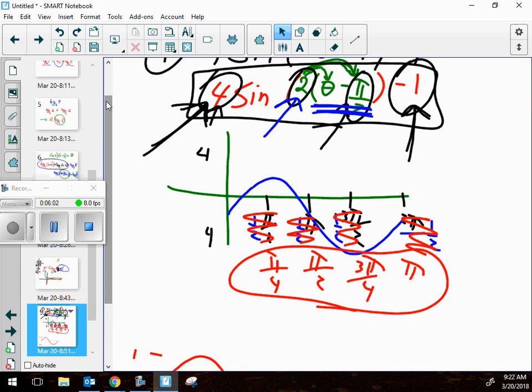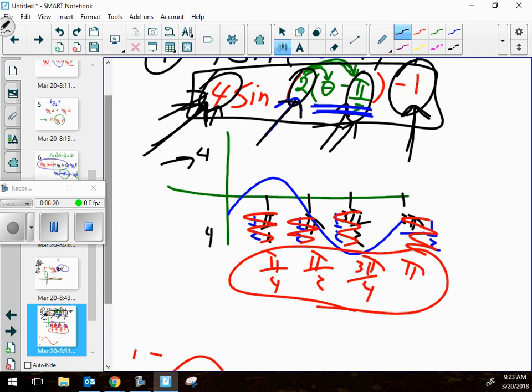If I was going to go back and check, I would make sure, okay, did I do this? Did I do the 4? Yep. Did I do the 2? Yeah, that was the renumbering down here. Did I shift it right pi over? Oh, I almost forgot that. Do you see what I'm trying to model here? Go back and make sure you did everything.